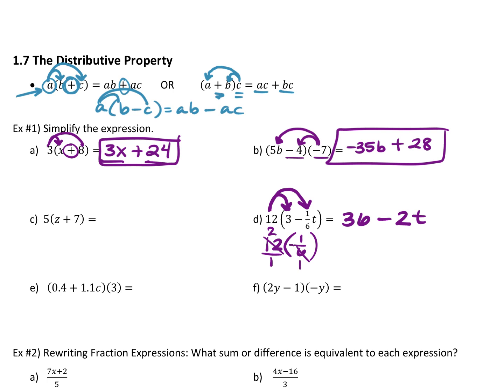Okay. I'm going to skip E also. That's just, you're going to get decimals, but you can plug that into your calculator. 0.4 times 3, 1.1 times 3, and you would get what you get. Look at letter F.